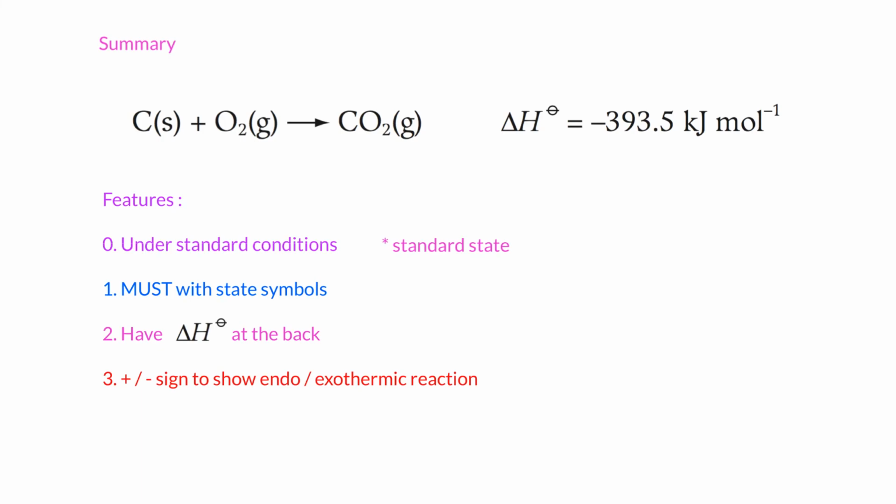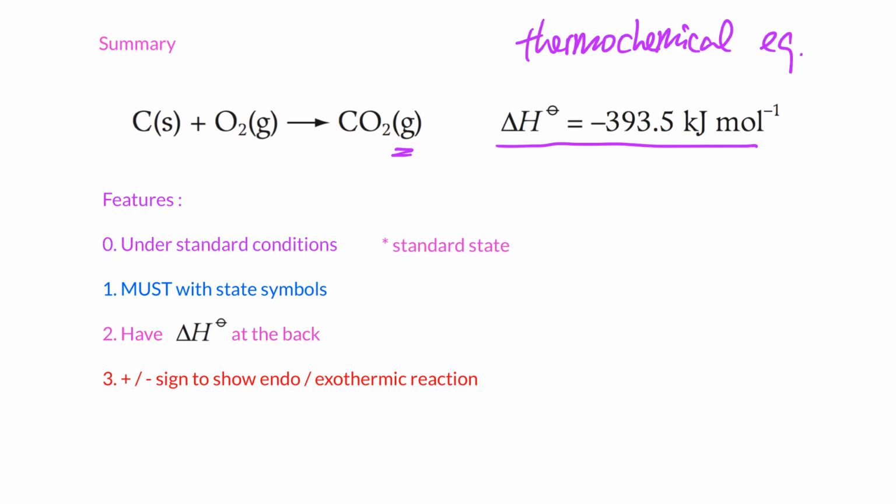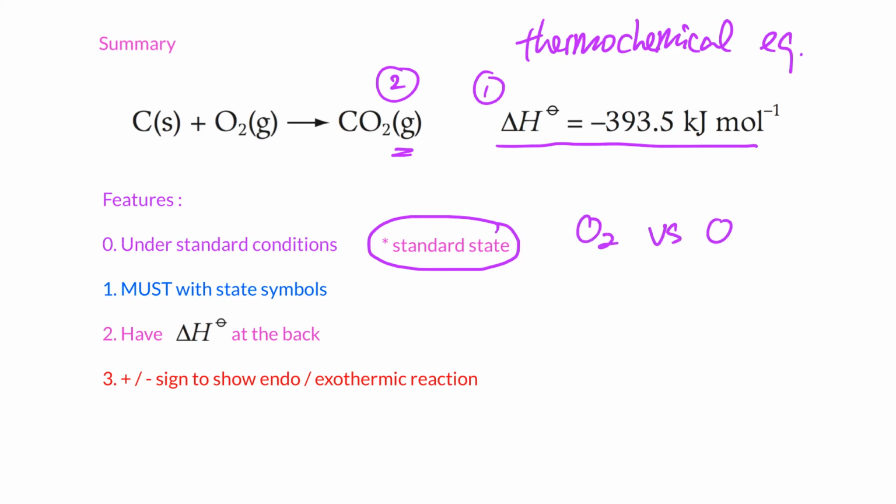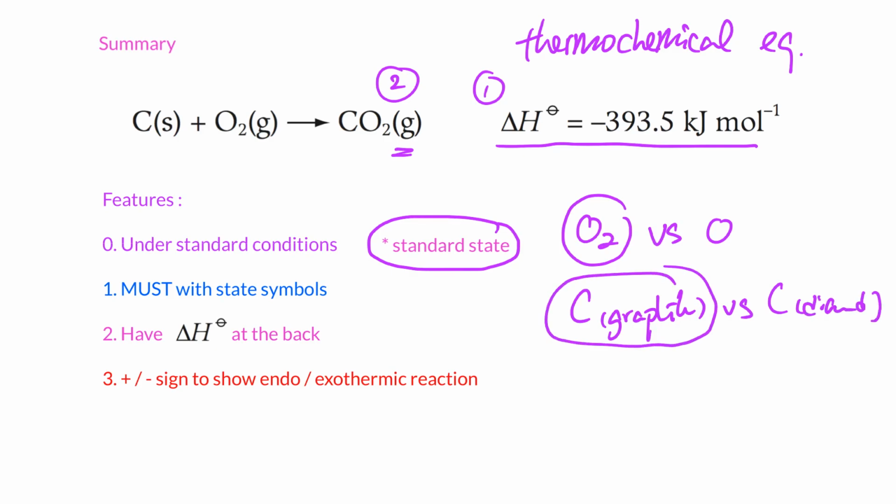So basically, our summary: we have C plus O2 becomes CO2, and I have a delta H for this part. Whenever we have this one and we have the states, we call it a thermochemical equation. The exam will just ask you to write a thermochemical equation, then you have to include these features. Understand the conditions. The most important thing is the standard state. For oxygen we pick O2. For graphite and also diamond, we pick diamond. Wrong, we pick graphite. That will be the standard state.